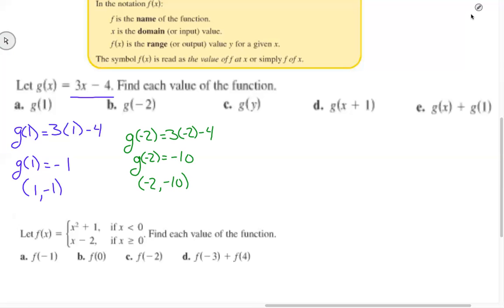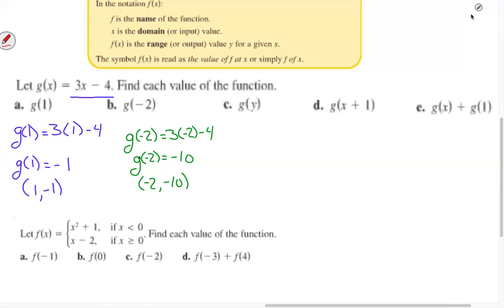All right. And to tie it in with the calculator, you guys could go to your calculator. Like I said, Carolina, you could type this in. You go to y equals, type in 3x minus 4. If you go to 1 on the table, you're going to get negative 1. If you go to negative 2 on the table, you're going to get negative 10. That's where it is. Now, what does this mean? g of y.